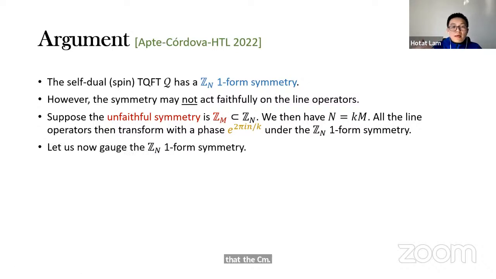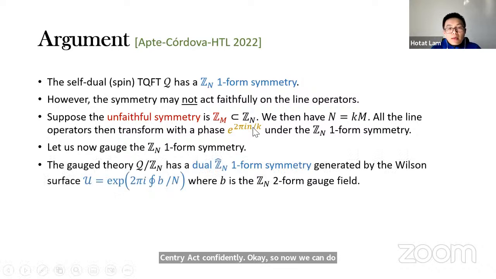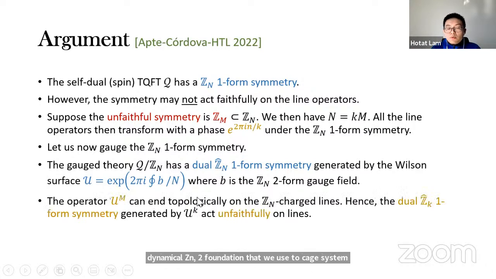Okay, so now we can do the next step. Let's gauge the ZN1 symmetry and see what we get. When we gauge the ZN1 symmetry, we get a gauge theory, and the gauge theory will have a dual ZN1 symmetry. The dual ZN1 symmetry is generated by the Wilson surface operator, which is of the dynamical ZN two-form gauge field that we use to gauge the symmetry. Okay, so the next step is the crucial step.